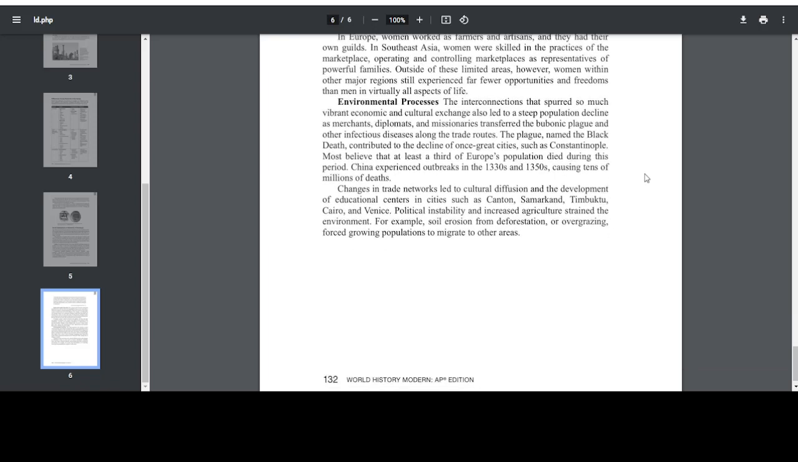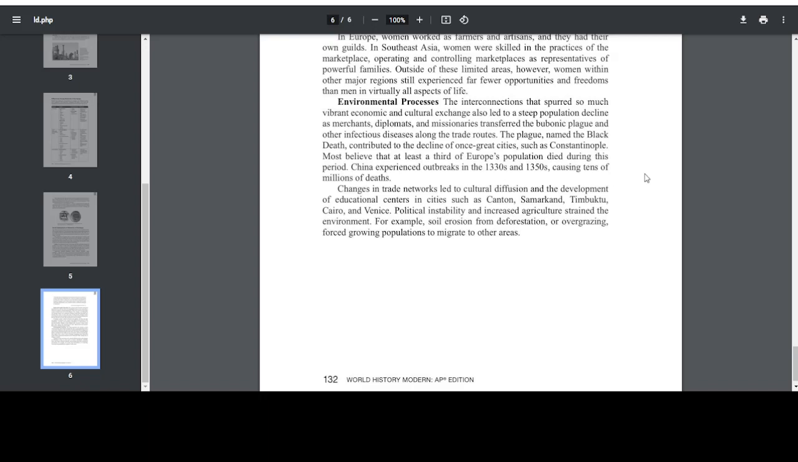Environmental processes. The interconnections that spurred so much vibrant economic and cultural exchange also led to a steep population decline as merchants, diplomats, and missionaries transferred the bubonic plague and other infectious diseases along the trade routes. The plague, named the Black Death, contributed to the decline of once great cities, such as Constantinople. Most estimate that at least a third of Europe's population died during this period. China experienced outbreaks in the 1330s and 1350s, causing tens of millions of deaths.